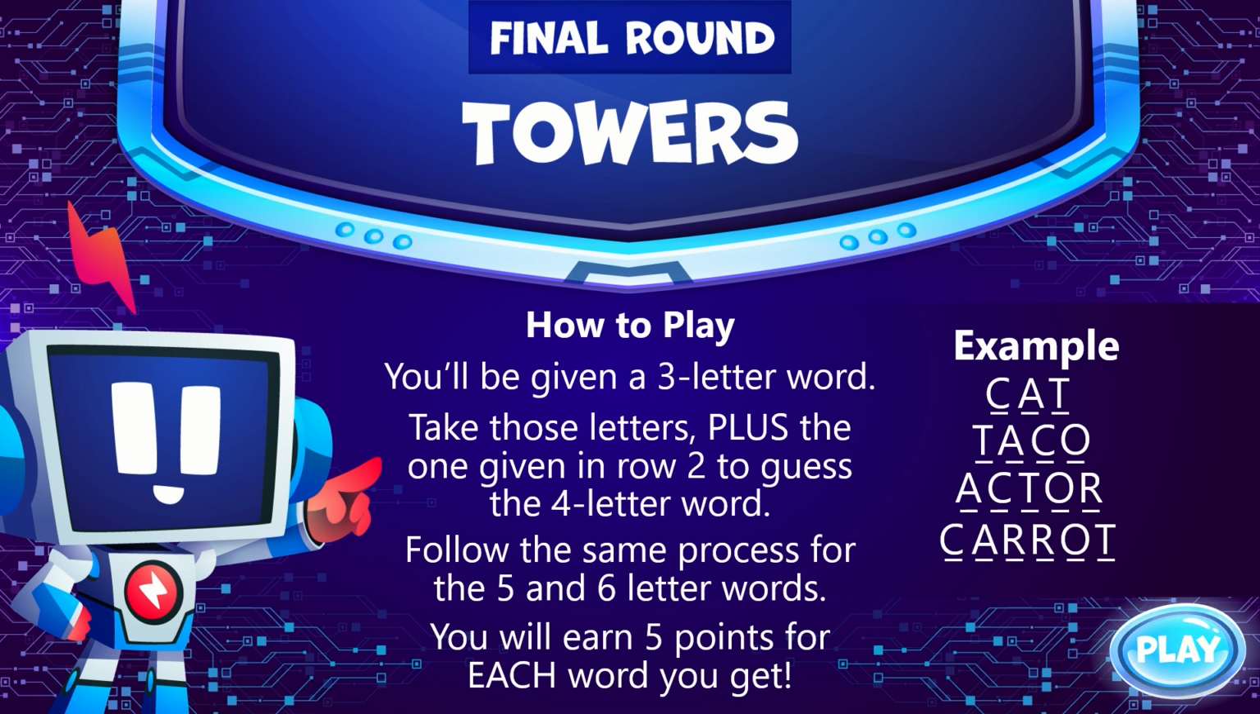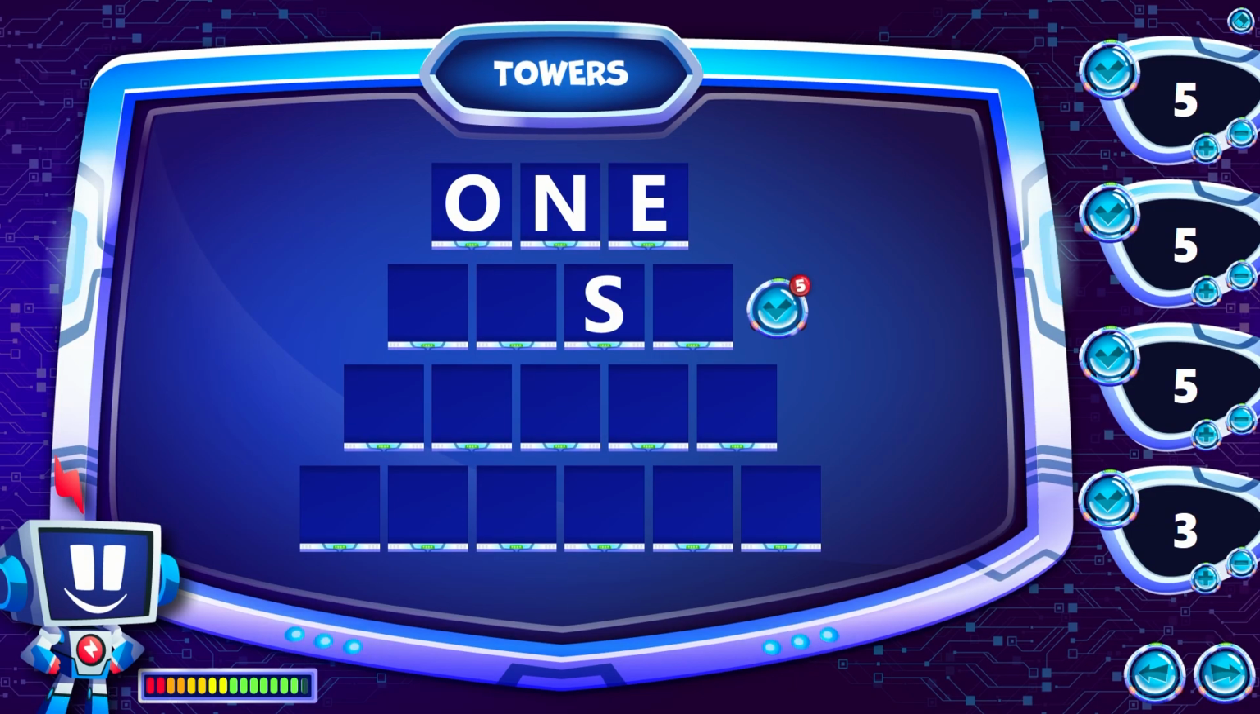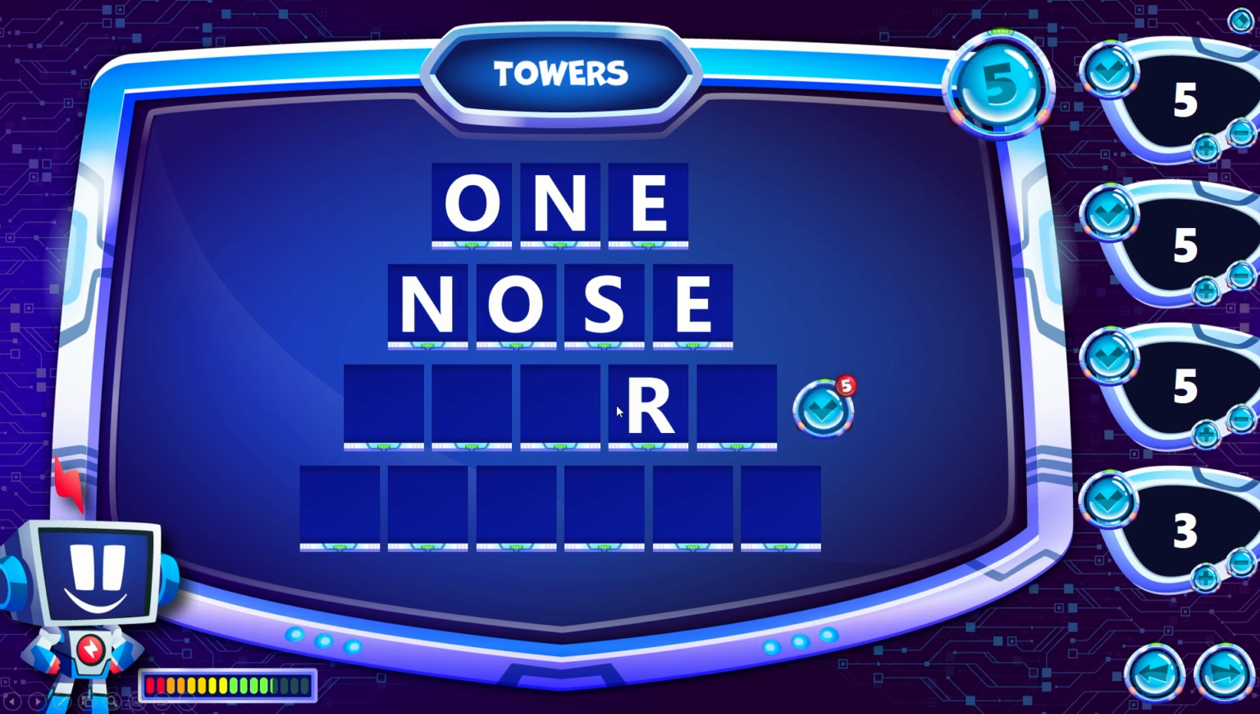The player will be given a 3-letter word. They will take those letters plus the one given in row 2 to guess the 4-letter word. So in this example, the first word is "one," and there is an S as the 3rd letter in the 4-letter word. So by rearranging the letters from the first word, the answer is "nose." If the player guesses correctly, you as the host will click the correct button and a letter for the 5-letter word will appear. You will also see the player has earned 5 points.